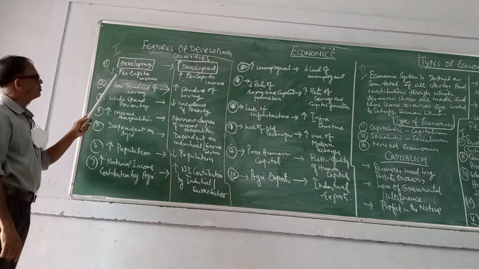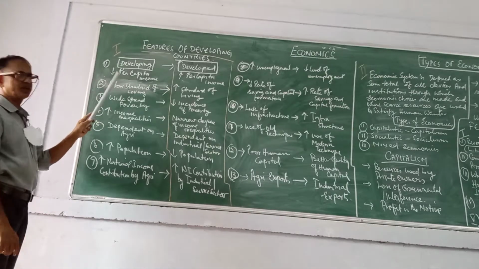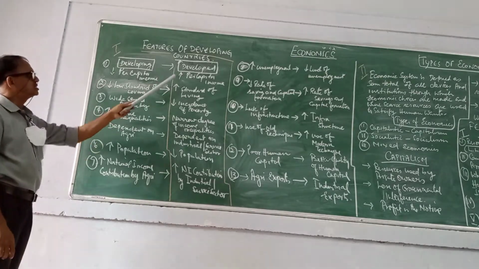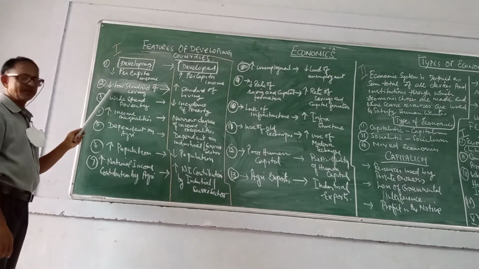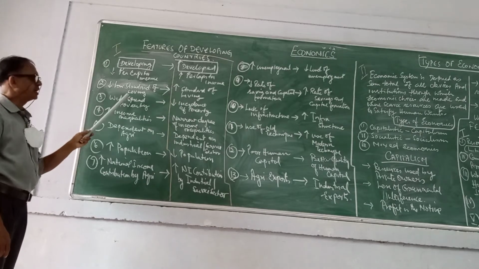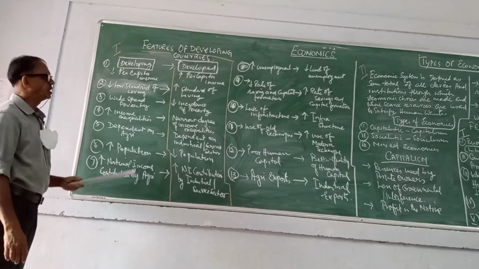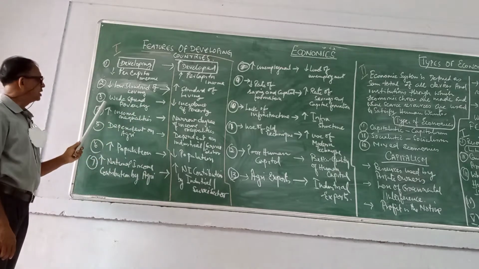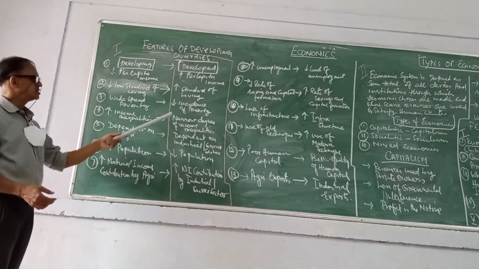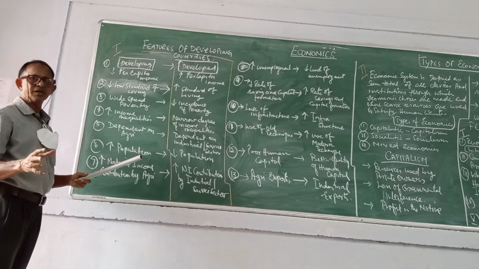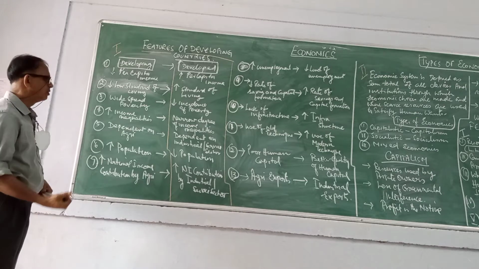The first feature of developing countries is per capita income, which is always low, whereas in developed countries the per capita income is very high. In developing countries, when per capita income is low, it automatically means the standard of living is also low, whereas in developed countries, because of high per capita income, the standard of living is very high. The third point is that there is widespread poverty in developing countries, whereas poverty exists in developed countries too, but it is very less. So the incidence of poverty is very low in developed countries.